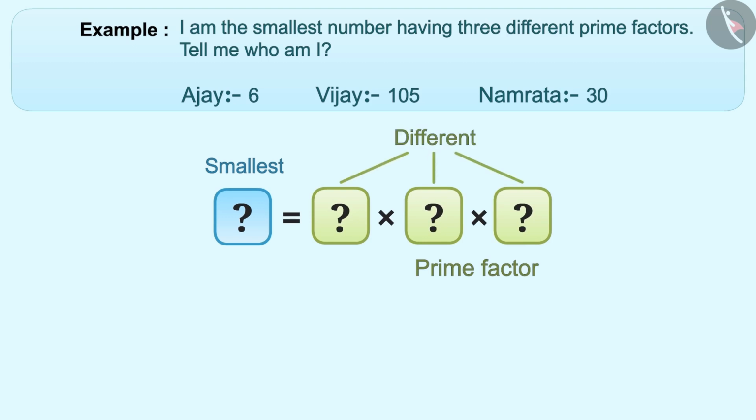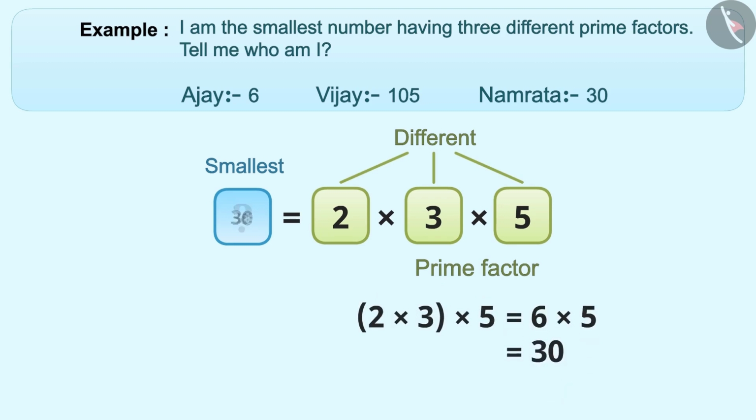So we will choose 2, 3 and 5. To find out the smallest number, let's multiply them. Therefore, the result of 2 multiplied by 3 multiplied by 5 is 30. So we can say that Namrata gave the correct answer.